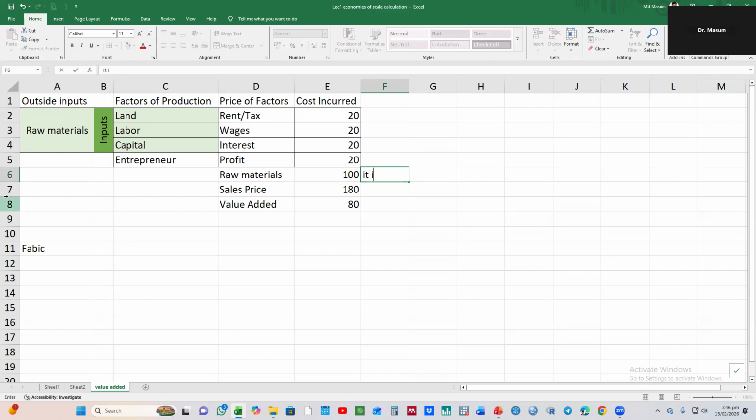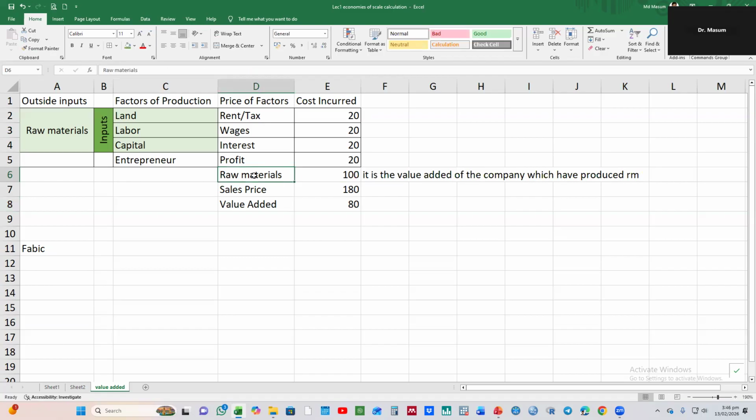It is the value added of the company which has produced the raw materials. That means it is also value added, but it is not your value added. This is value added because it is the output of another company. Maybe fabric is the output of a knitting mill. So when they sell the raw materials to you at 100 taka, this raw material has included the rent, wages, interest, and profit of the knitting mill.